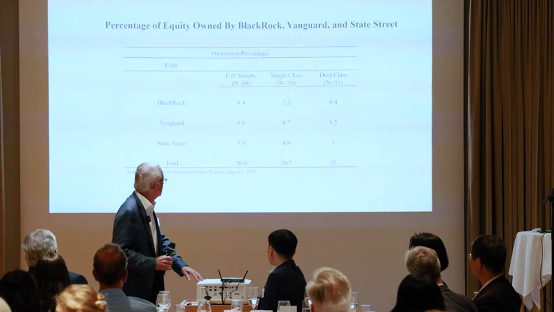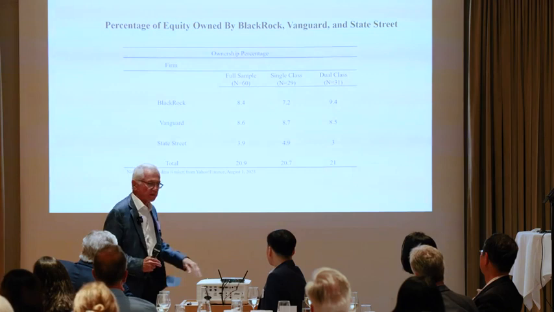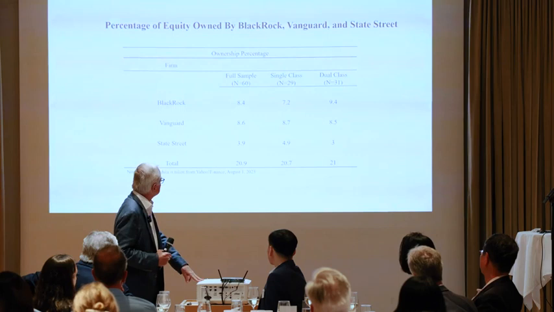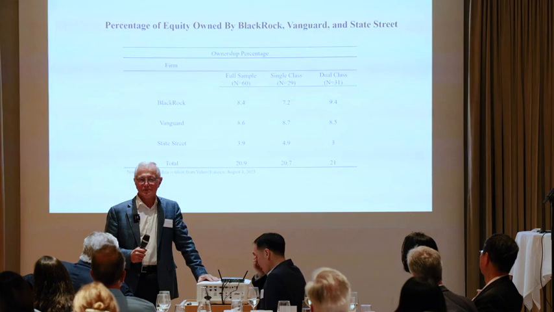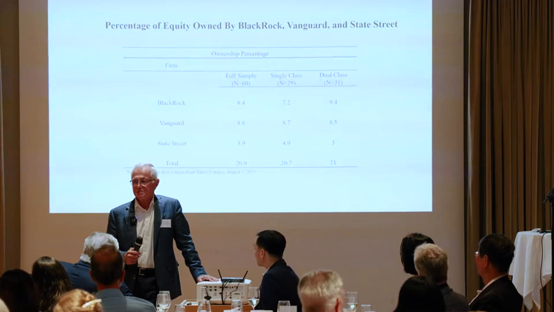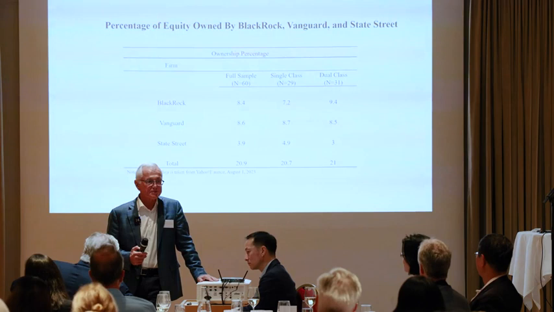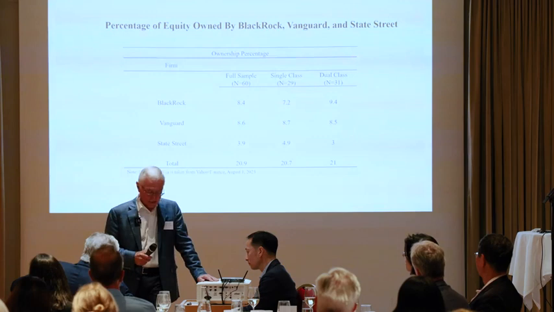And somewhat to my surprise, if you look at the bottom number, it's the sum of the ownership stakes by the three. For the full sample, on average, the three own 20.9% of the common shares of the firms. For the single class, it was 20.7. For the dual class, it was 21. It was actually higher for the dual class than for the single class. And yet, I am assuming, I may be wrong, given the structure of dual class firms, that BlackRock has significantly less influence on dual class firms than on single class. But it makes sense, when you think about them being passive investors and indexing, that they're going to have a lot of dual class firms. But nonetheless, I found that interesting.